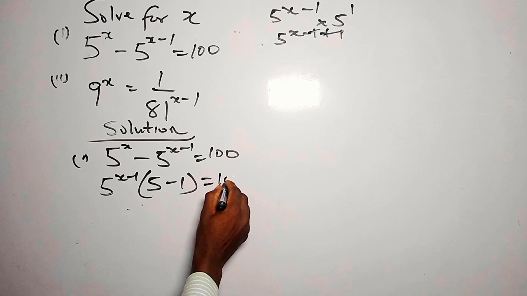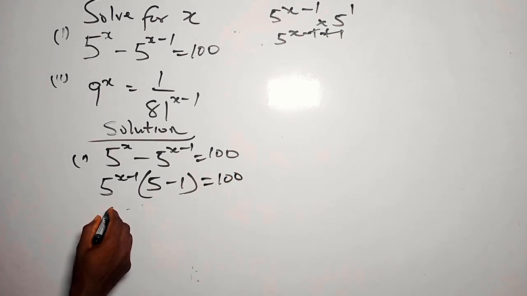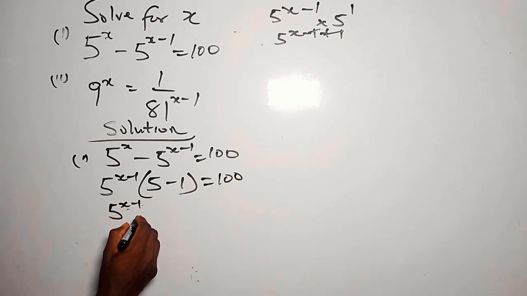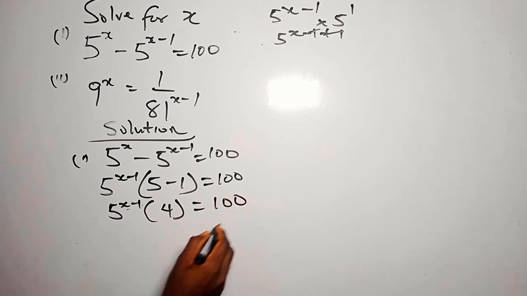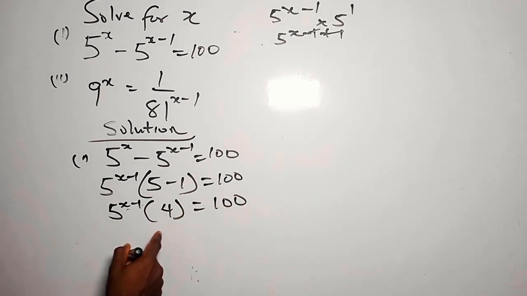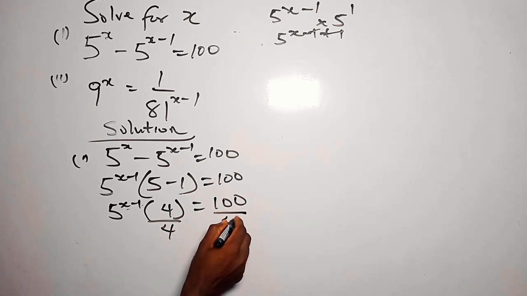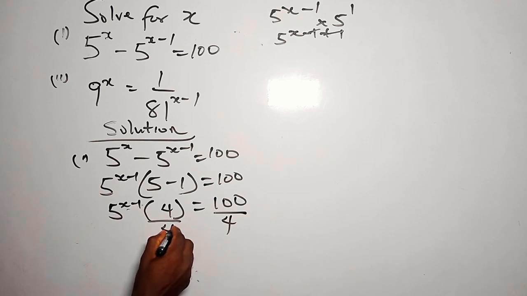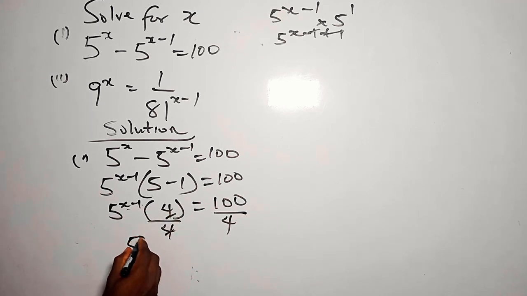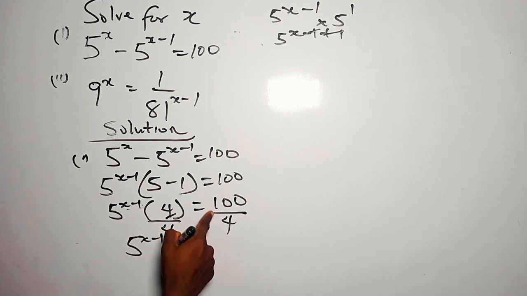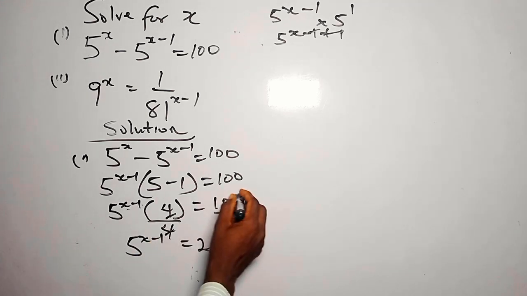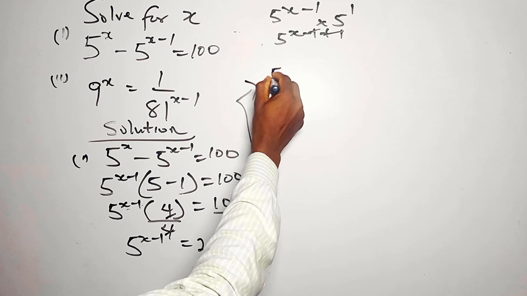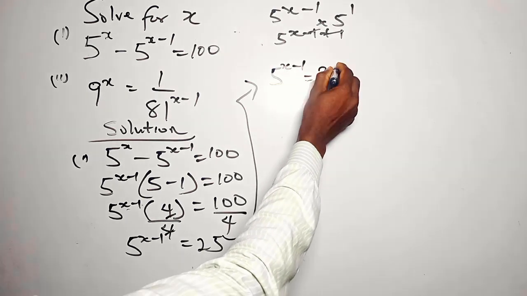So equals 100. Here we have 5 raised to the power x minus 1, for 5 minus 1 is 4, equals 100. We divide by 4, so the 4 is out. So we have 5 raised to the power x minus 1 equals, when you divide this, 25.